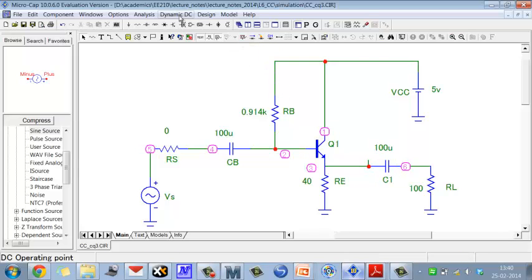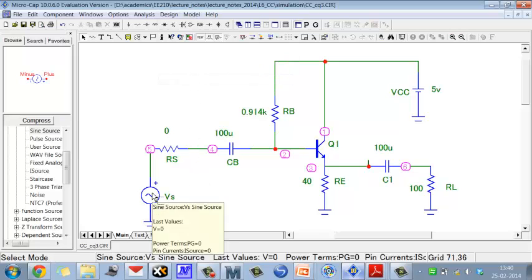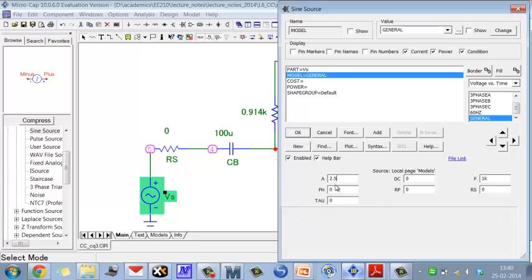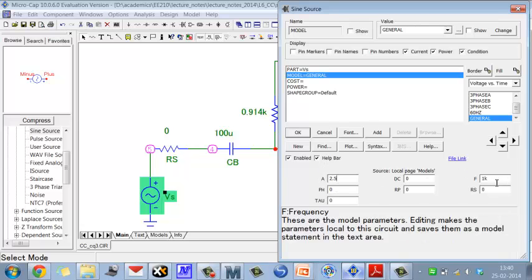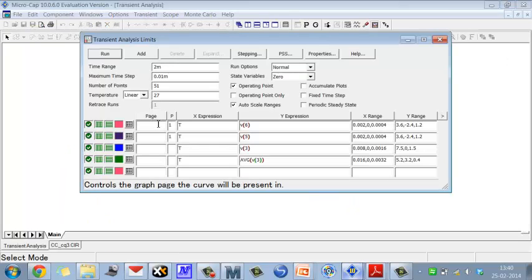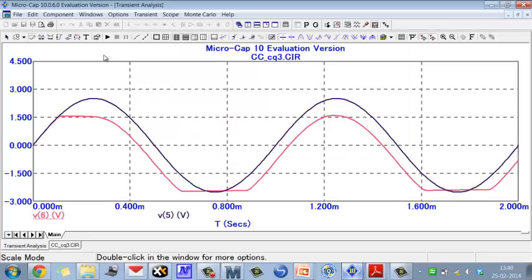So let me close this dynamic DC and let me apply a sinusoid here. I want a swing of 2.5, so let's see what happens. We apply a 2.5 volt sinusoid at a frequency of 1 kilohertz here. We go ahead and do that, run our transient analysis, and look at the output voltage and the input voltage here, and this is the result I had shown here.